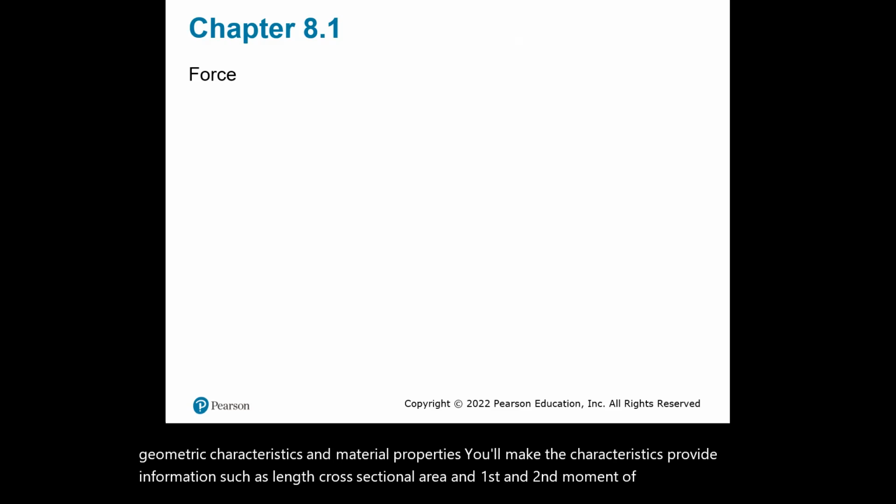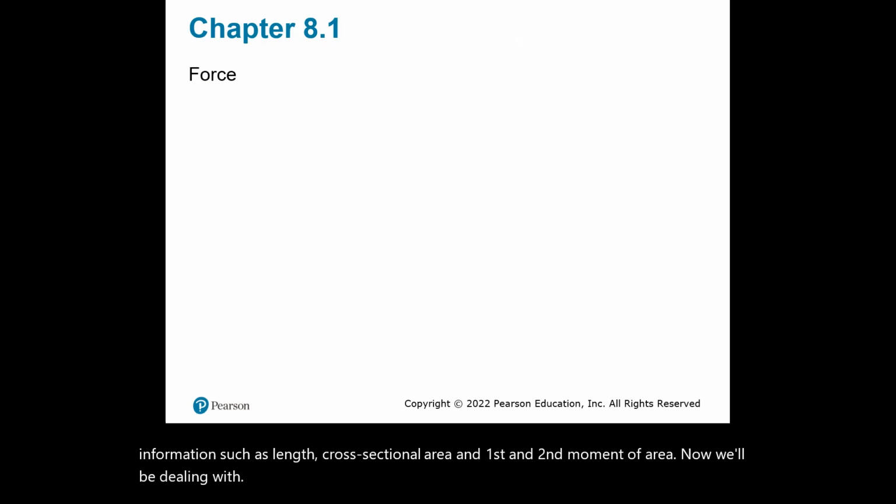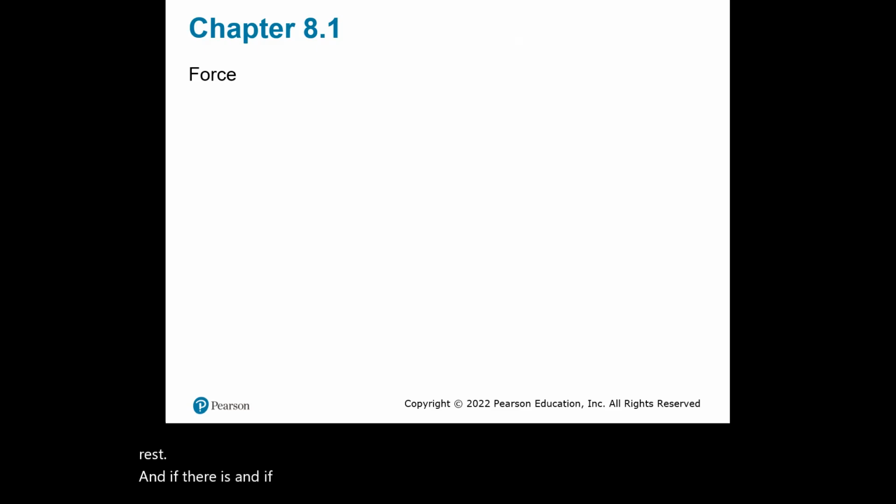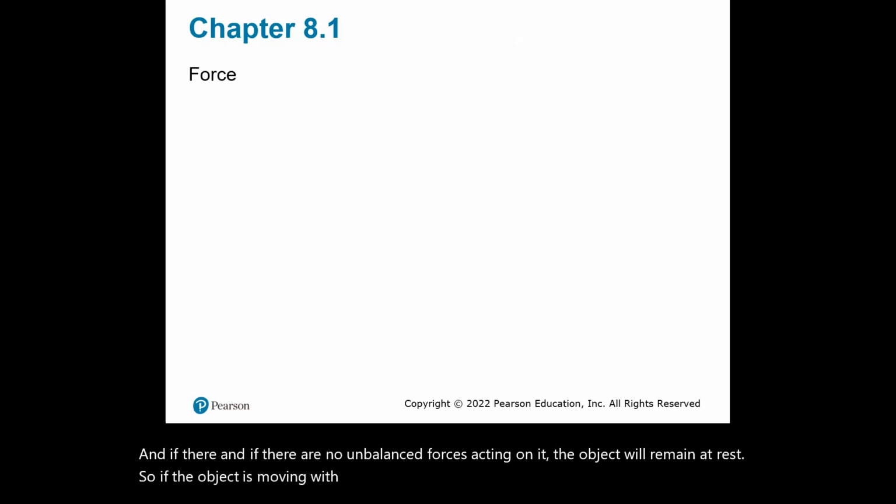Now, we're dealing with Newton's first law. What is Newton's first law? If a given object is at rest, and if there are no unbalanced forces acting on it, the object will remain at rest. So if the object is moving with a constant speed in a certain direction, and if there are no unbalanced forces acting on it, the object will continue to move with its constant speed and in the same direction, right?